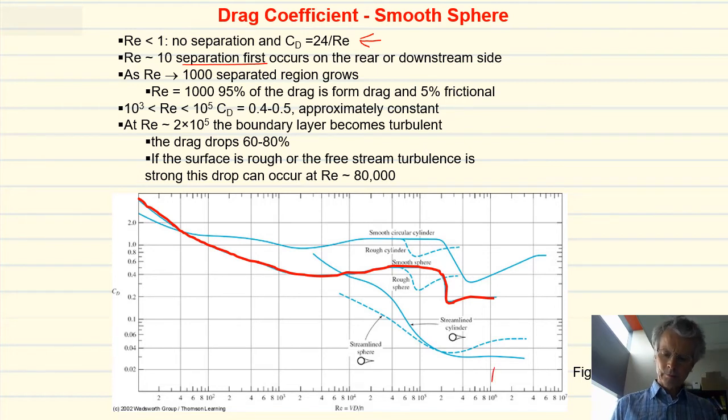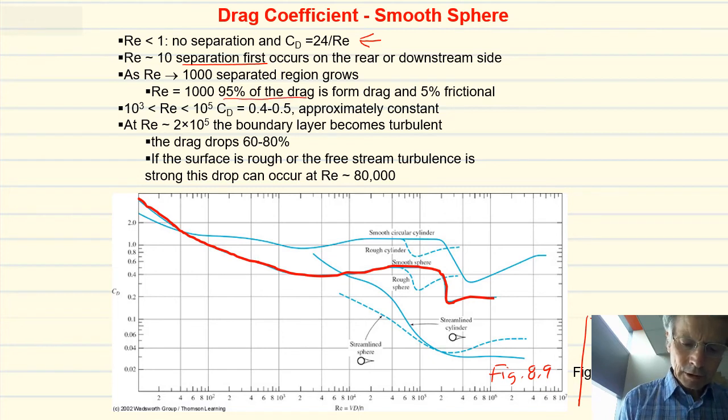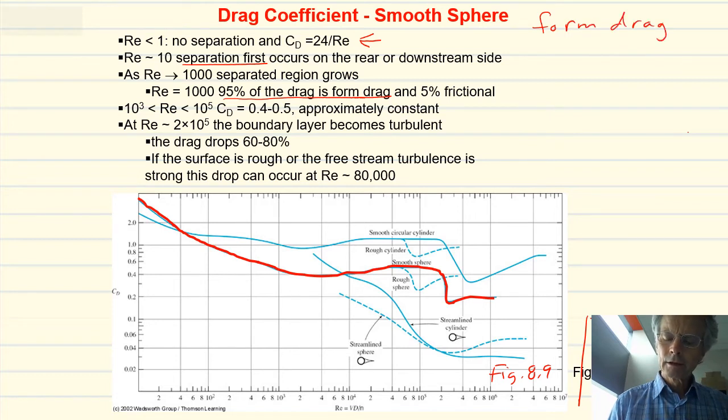This is again, of course, figure 8-9 repeated here. When the Reynolds number approaches 1,000, the separated flow region grows. At a Reynolds number of 1,000, 95% of the drag force is form drag. So form drag is another name for pressure drag.